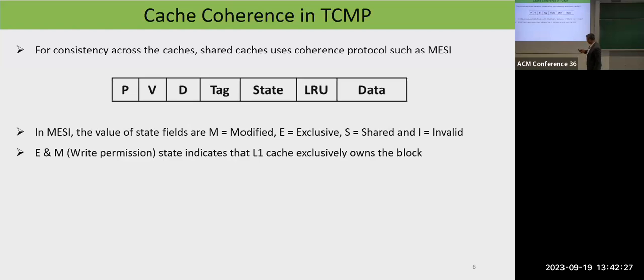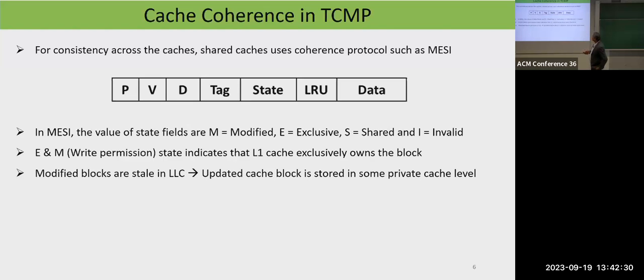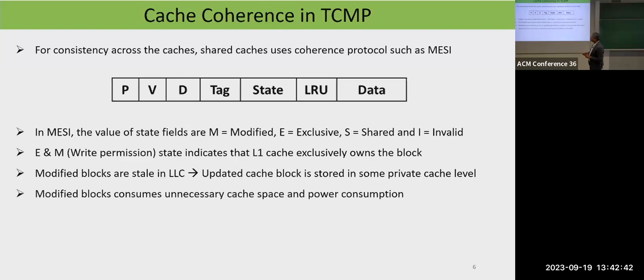So E and M, these two states indicate that an L1 cache exclusively owns the block. The modified block in the last level cache, or in the L2 cache in this case, is in a stale state, so the updated cache block is stored in some private cache level. You have two levels, and whatever value you have in your L2 cache is not correct; the L1 cache is correct. So you are keeping two blocks of more or less the same data, with only a few bits or bytes changed. Can I try to exploit this, which nobody is going to use? The moment it is in a modified state, only the processor that keeps the L1 private copy is going to access it. If anybody wants it, that processor is going to supply the data in the case of the MESI protocol.